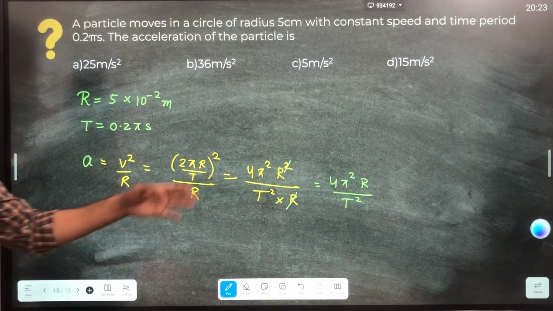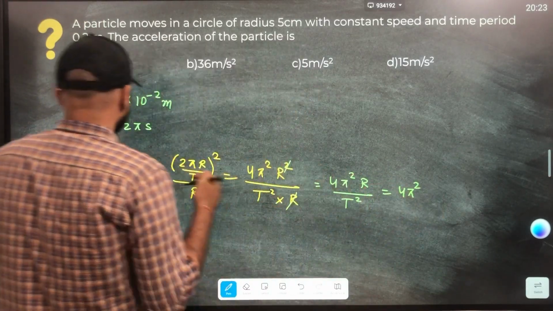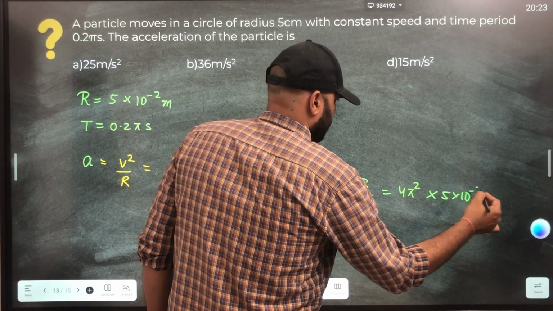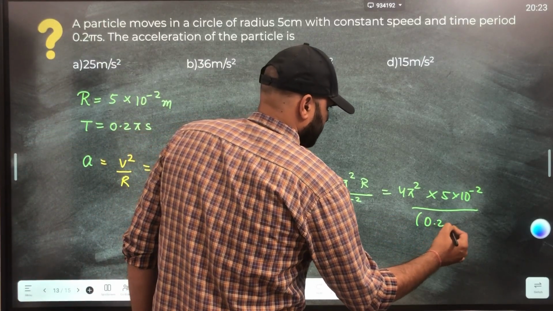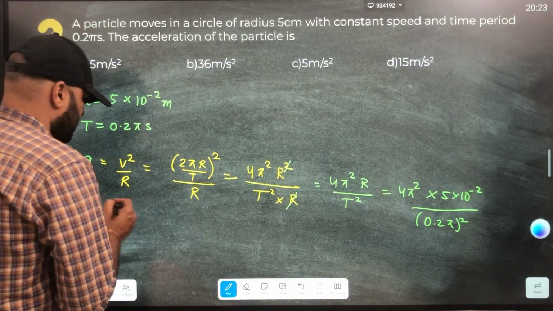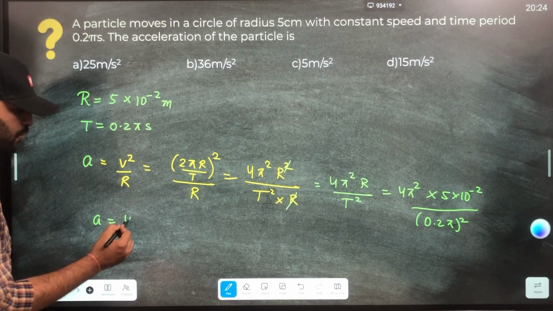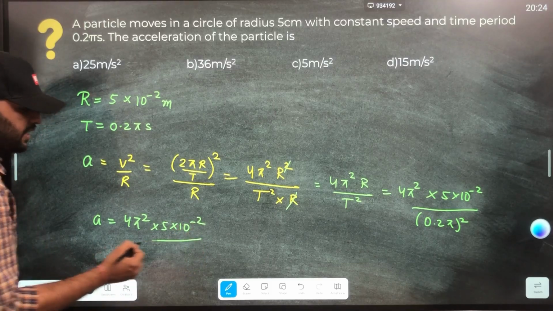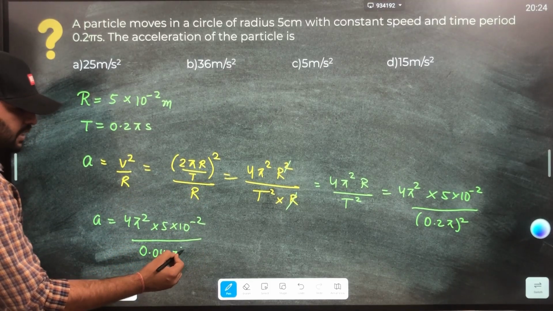Okay, let's substitute the values. So here it will be 4 pi square, and what's the value of r? So r value is 5 into 10 to the power minus 2. Great. And what's the value of t square? So first put the value of t, which is (0.2 pi) whole square, correct? Let's expand it and we will get acceleration as 4 pi square into 5 into 10 to the power minus 2 whole divided by 0.04 into pi square, correct?